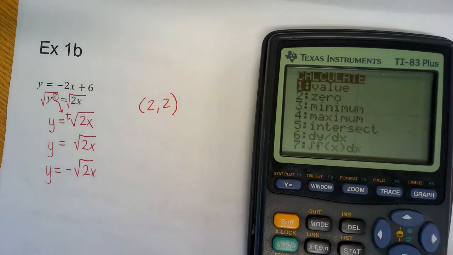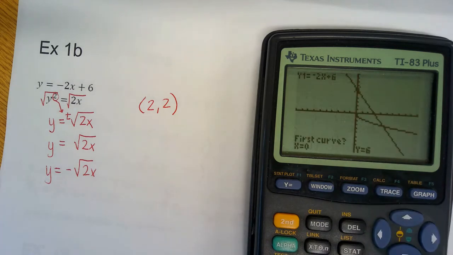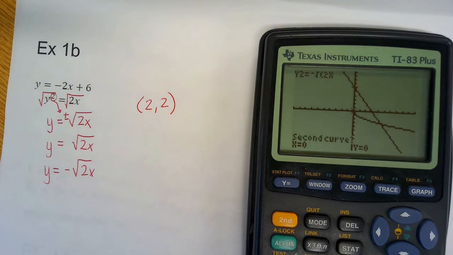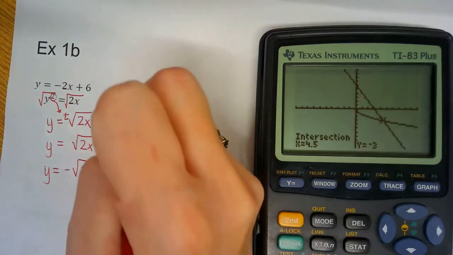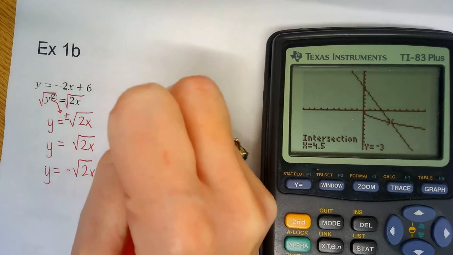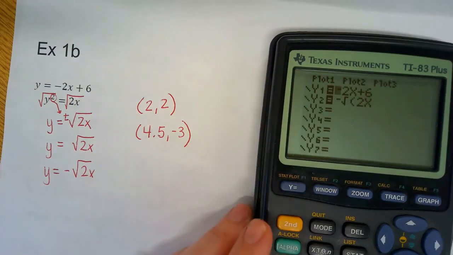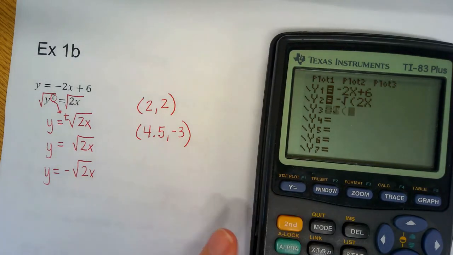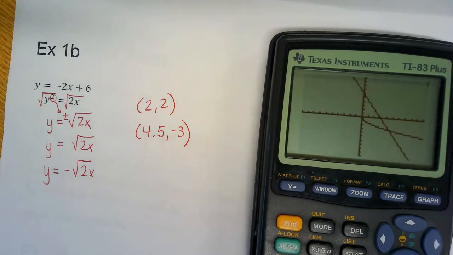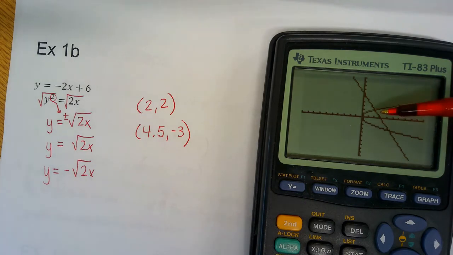So you could go back to calc, hit your intersect, number 5. Is that my curve? Yes. Is that my curve? Yes. Do I want it to guess? Yes. And then I can write down that second answer. Now, could you have put in both of those at the same time? Absolutely. So if you wanted to type in all 3 of them like this and then hit your graph, that's perfectly fine. Just go ahead and find this intersection and this intersection.